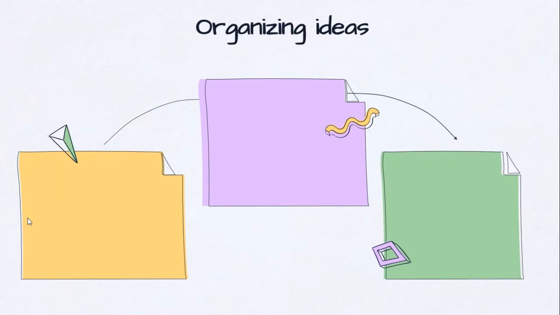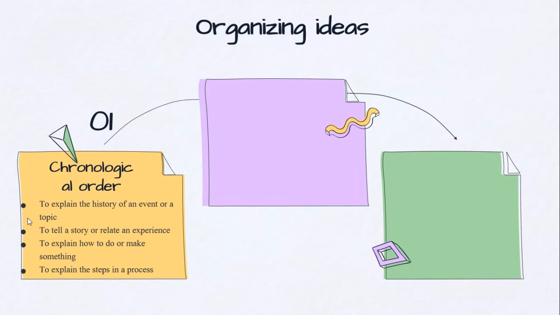The method of organization you choose for your essay is just as important as its content. With a clear organization pattern, your reader could become, or with an unclear one, sorry, they could be confused and they lose interest. Here we have 3 ways to organize your outline. Number 1, chronological order. Use it mostly to explain the history of an event or a topic, tell a story or relate an experience, to explain how to do or make something, to explain the steps in a process.